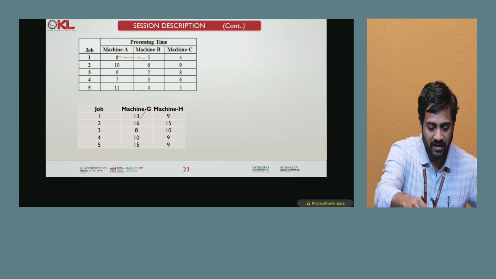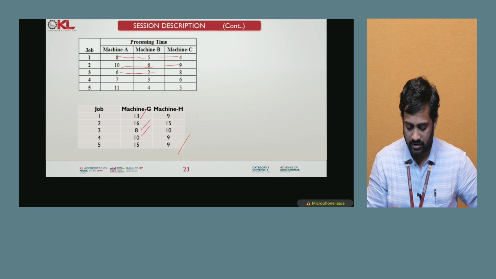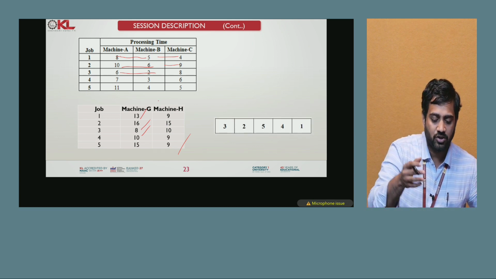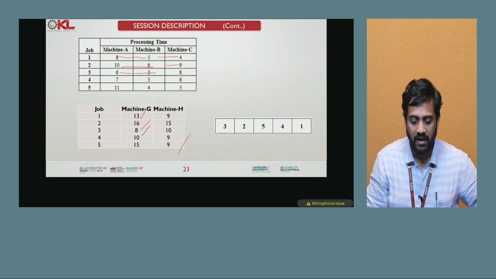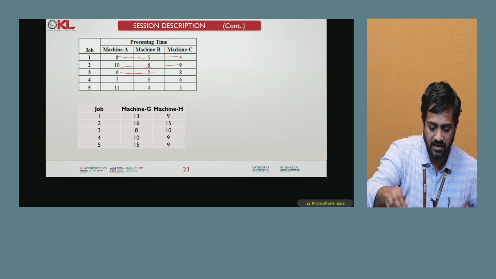8 plus 5 is 13. 10 plus 6 is 16, 6 plus 2 is 8, like that we got machine G values. Machine H values are obtained by adding B plus C. Now the 3 machine problem is converted to a 2 machine problem. Now for this we can apply Johnson's algorithm. By applying Johnson's algorithm, the sequence obtained will be 3 2 5 4 1. Otherwise, let me explain how this sequence is obtained.